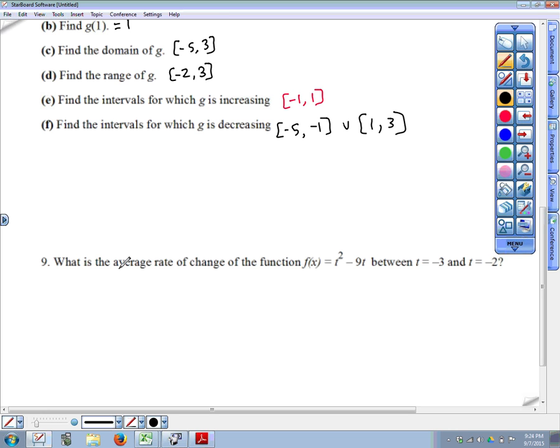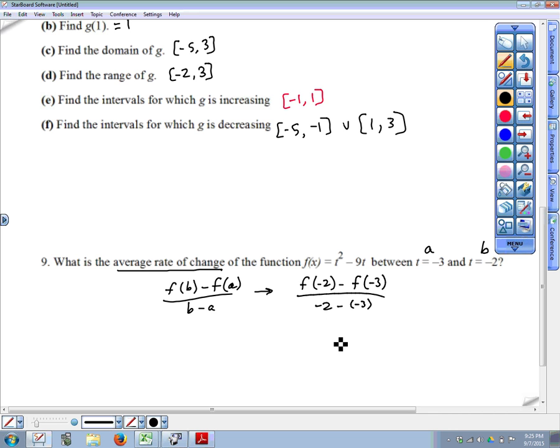Okay, question 9 is from section 2.4. The title of that lesson was the average rate of change. So really what it boiled down to was the slope formula, f of b minus f of a all over b minus a, where those would be your a and your b values. So this is really nothing more than evaluating a function. We'd have f of -2 minus f of -3 all over -2 minus -3.